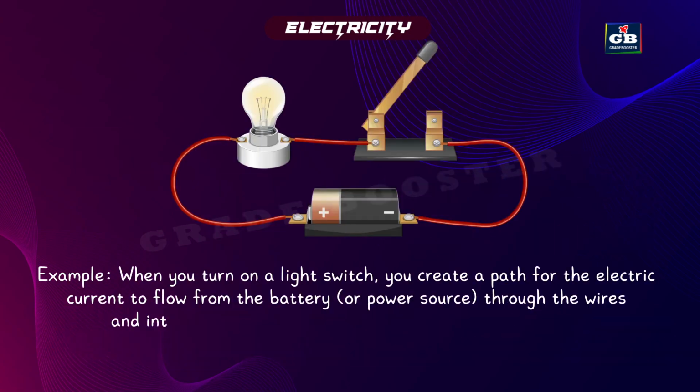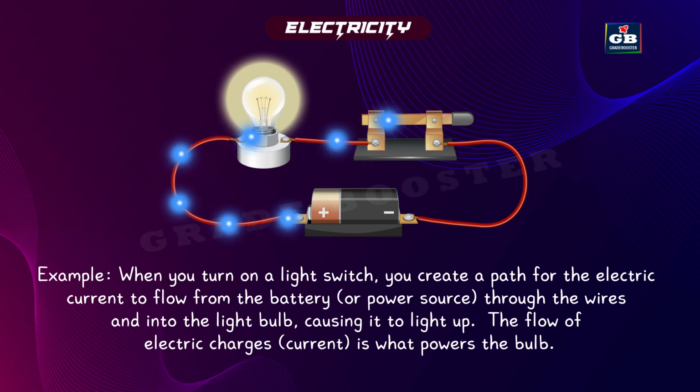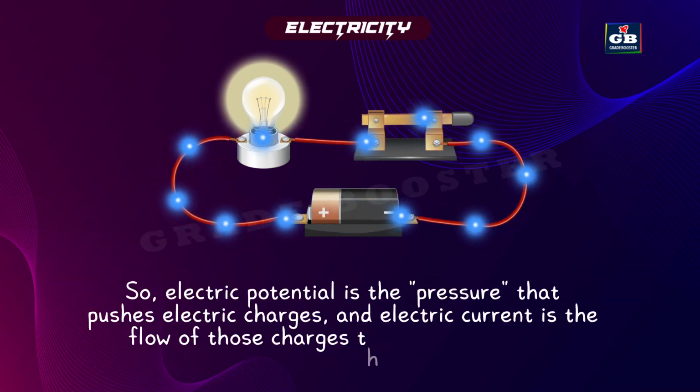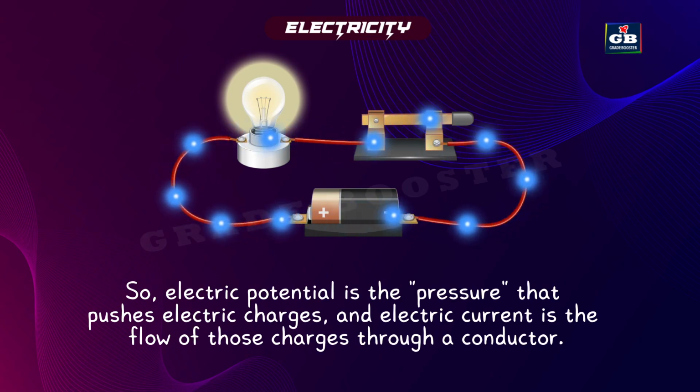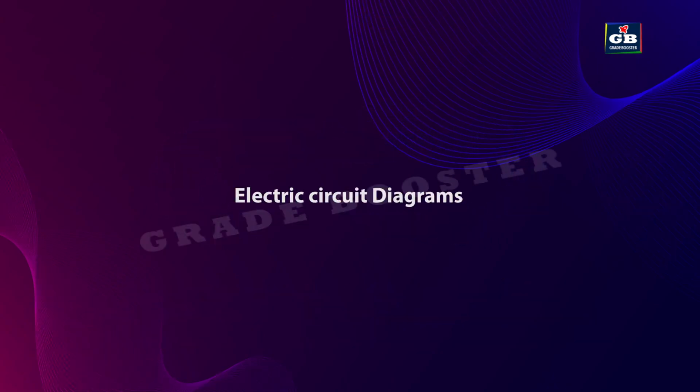Example, when you turn on a light switch, you create a path for the electric current to flow from the battery through the wires and into the light bulb, causing it to light up. The flow of electric charges, that is the current, powers the bulb. So, electric potential is the pressure that pushes the electric charges, and electric current is the flow of those charges through a conductor. So, this is about electric potential and electric current.